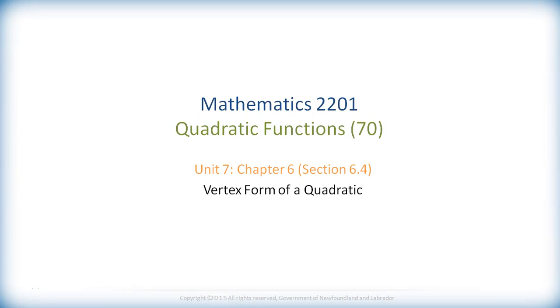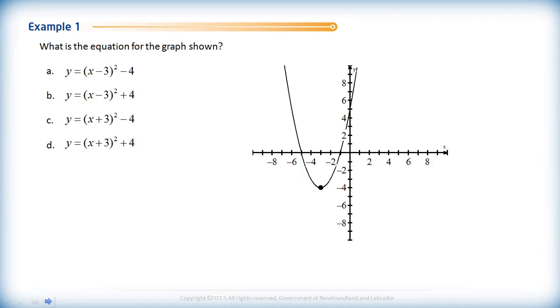Alrighty, so let's do some practice questions pertaining to the vertex form of a quadratic. So let's get right down to business here. What is the equation for the graph shown? They gave us a bunch of samples and we could do comparing, but let's just see if we can figure out what this equation is first of all.